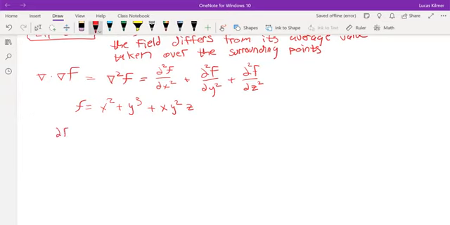So we'll just do the first one, partial of f with respect to x. If I take this entirety and I find out what that partial is, I end up with 2x plus y squared z.